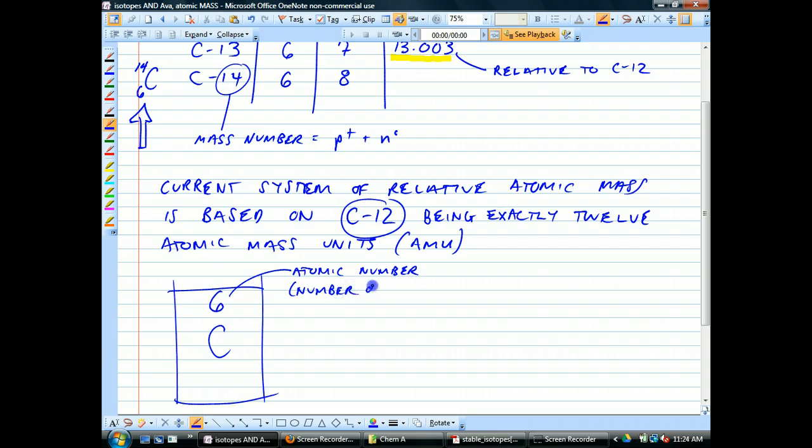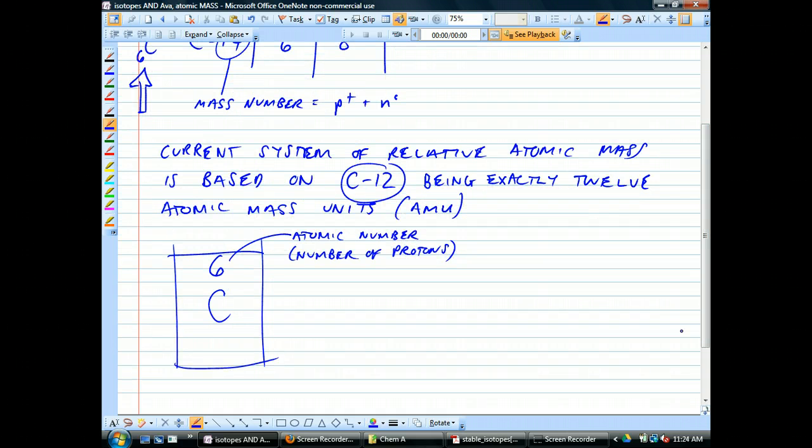That's the number of protons. But then underneath that, it has a number that's not a whole number. So for every element, there's going to be one whole number, and then there's going to be something that's not a whole number.